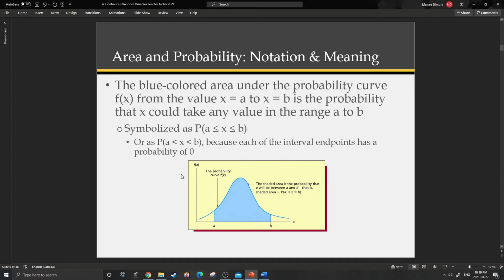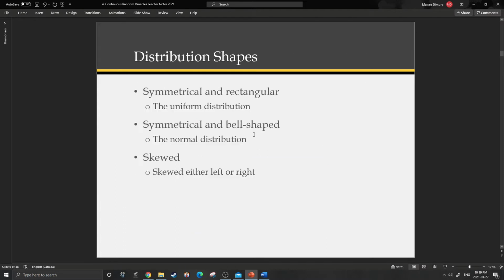Now, generally this involves calculus to calculate areas under curves. The good news is that we have some fancy formulas and stats that do a lot of the work for us. So you'll get used to notations like this in this lesson, and we will just move along. A couple different distribution shapes. We can have symmetrical and rectangular. That's the uniform distribution that we're going to be looking at in just a moment. We can have symmetrical and bell shaped. That's the normal distribution that we'll be talking about later. And then we have already seen examples of skewed distributions that are either left or right.